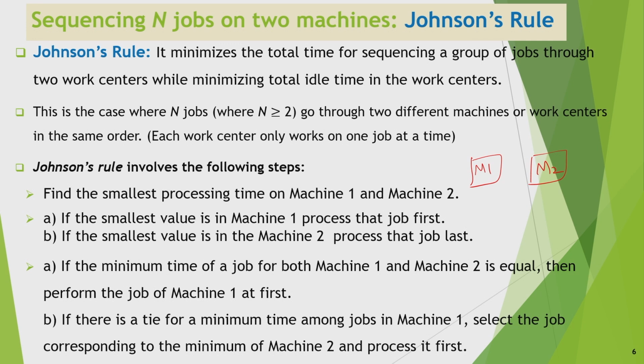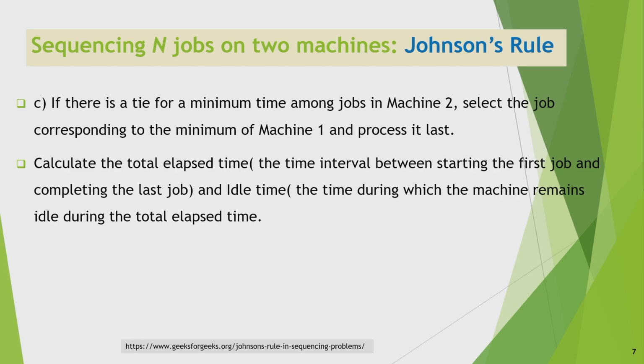If there is a tie, then of course you have to do something. So if there is a tie for the minimum time among jobs, select the job corresponding to the minimum of machine 2 and process it first. And if there is a tie for the minimum time among jobs in machine 2, then select the job corresponding to the minimum time of machine 1 and process it last. Then calculate the total elapsed time, that is the time interval between starting the first job and completing the last job, and idle time, the time during which the machine remains idle during the elapsed time.